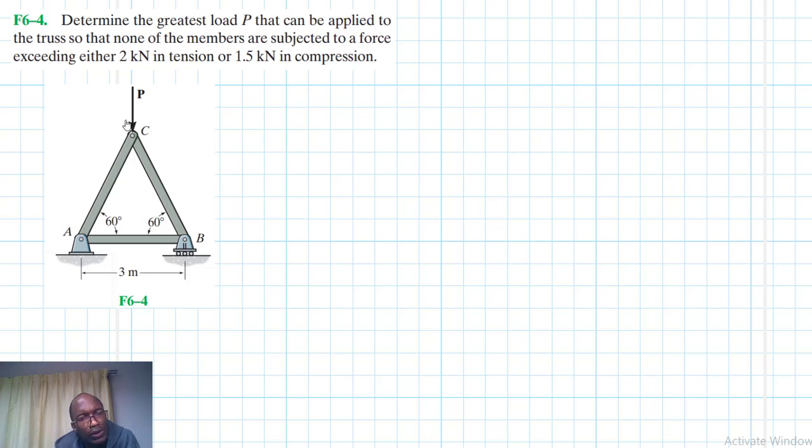Hello, I welcome you all to this another interesting screencast, and the problem reads: determine the greatest load P that can be applied to the truss so that none of the members are subjected to a force exceeding either 2 kilonewtons in tension or 1.5 kilonewtons in compression. This problem is coming from the Engineering Mechanics Statics textbook, 13th edition by R.C. Hibbeler.